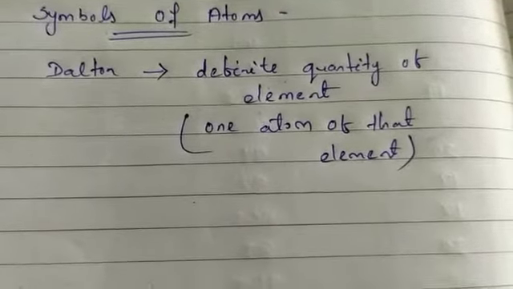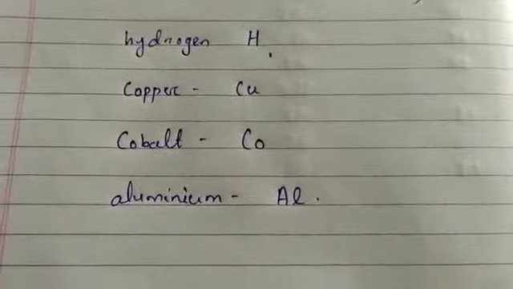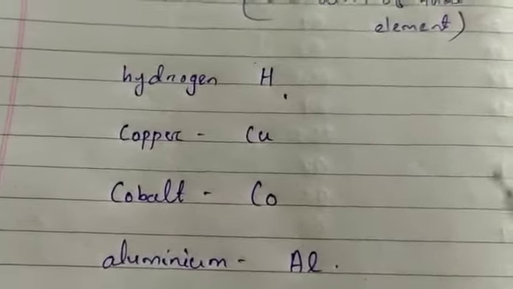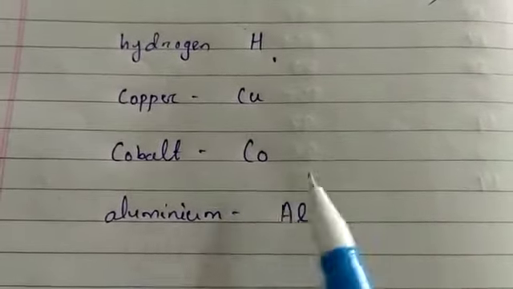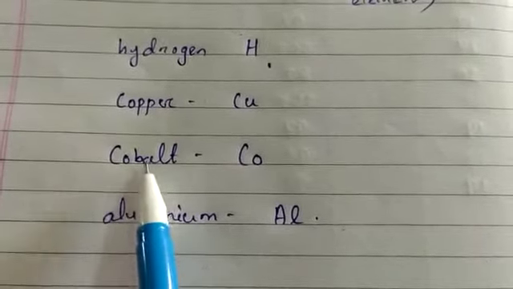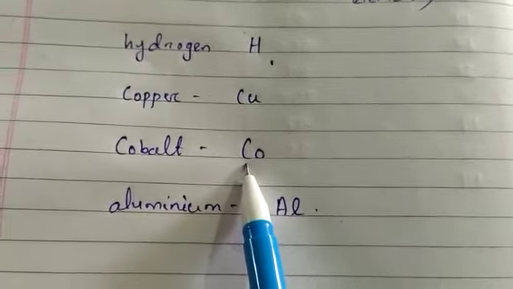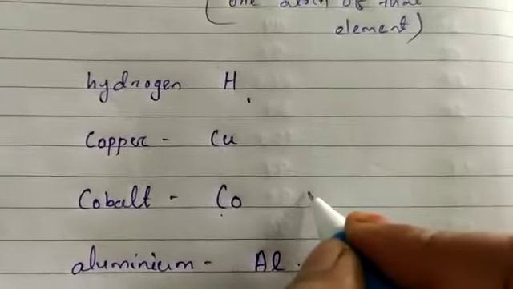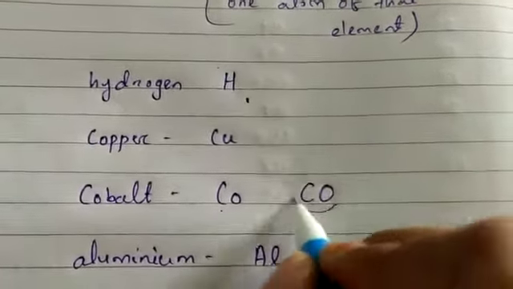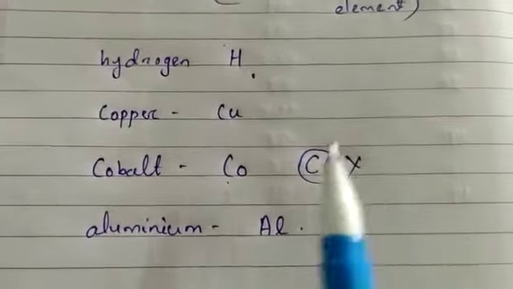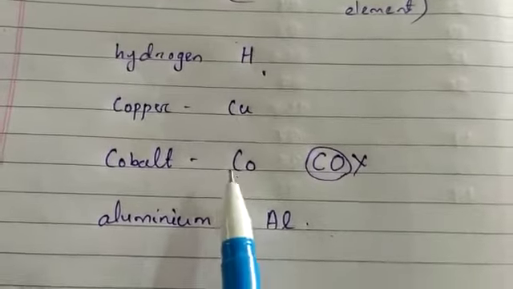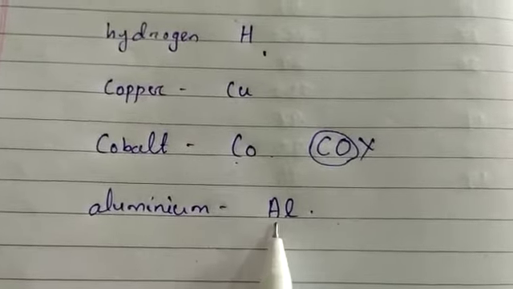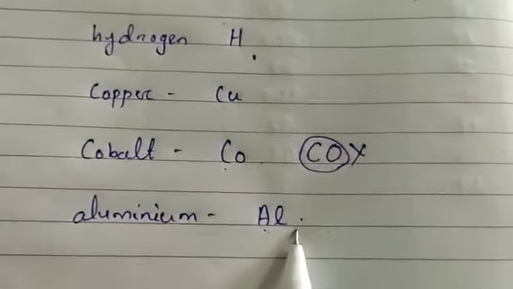For example, for hydrogen the first letter is taken as the symbol, H. Copper is taken from the place where it is found, and its symbol is Cu. Cobalt takes two letters, C and o. C is in uppercase, that means capital letter, and o is in lowercase, that means small letter. If you write cobalt as CO, then this one is wrong. We can't write like this. The first one will be in uppercase and the second in lowercase. Similarly, aluminium is Al: the first is a capital letter, the second a small letter.